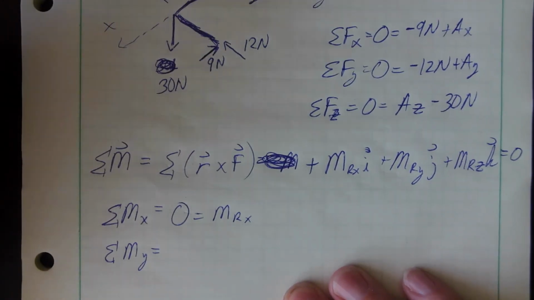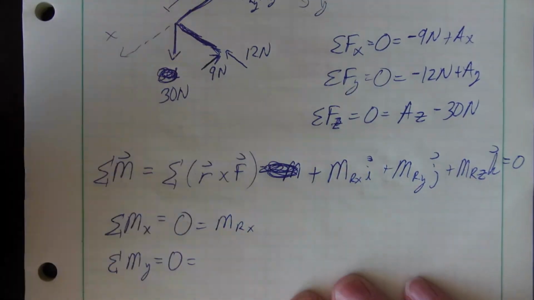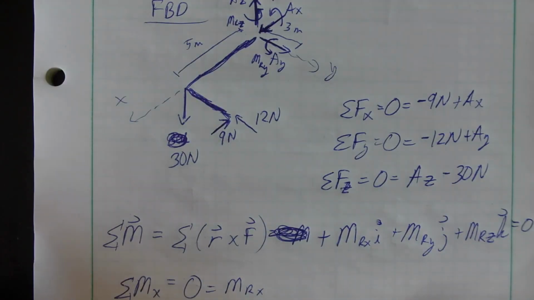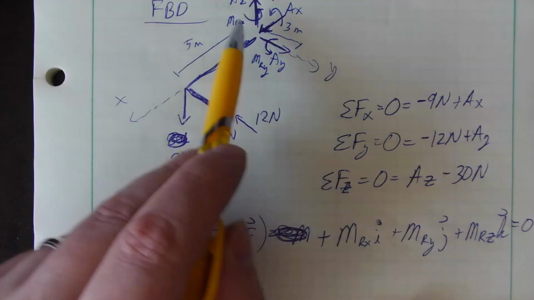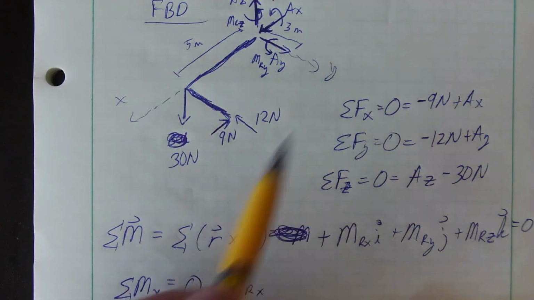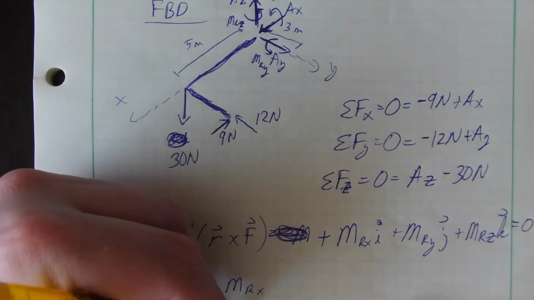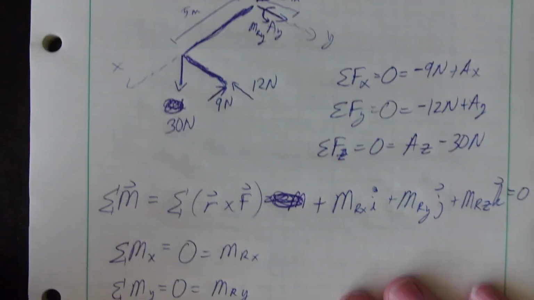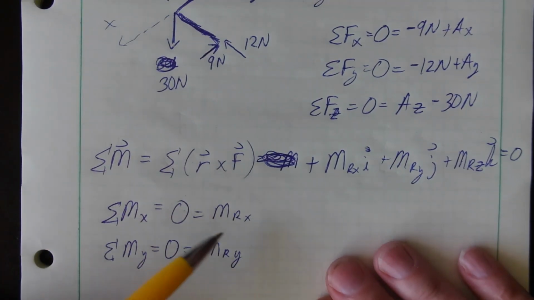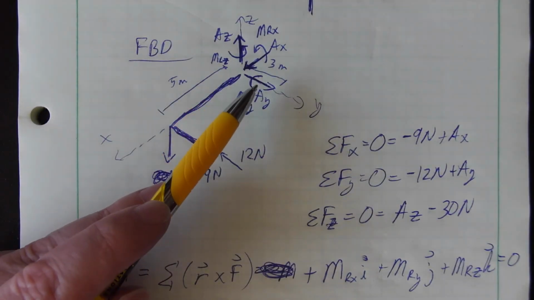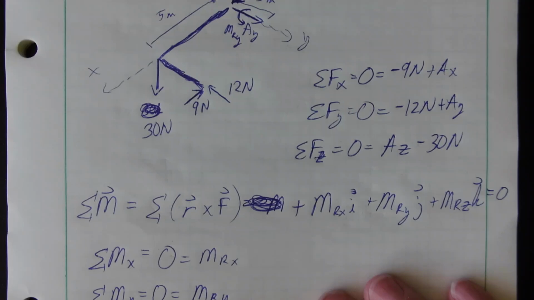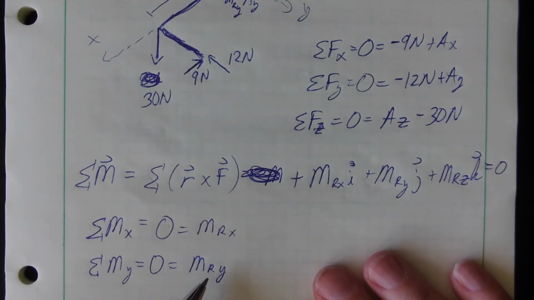So let's look at some moments about the y-axis, some moments in the y direction. This is my y-axis. Okay, so I do have this reaction moment applied about the y-axis because this thing cannot actually rotate about the y-axis at this point. So there's a reaction moment in the y. I need to add that just like any other couple moment in my equation.